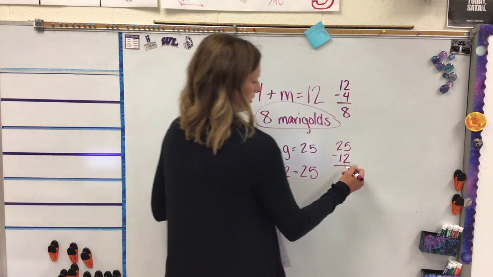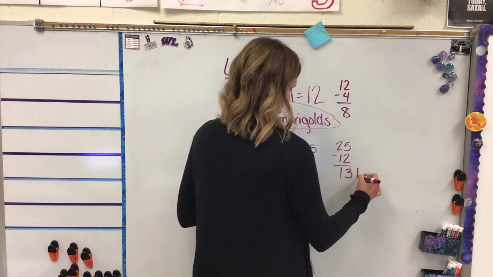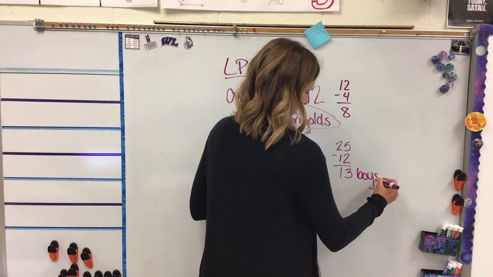5 minus 2 is 3. 2 minus 1 is 1. So we get 13 boys in the class.